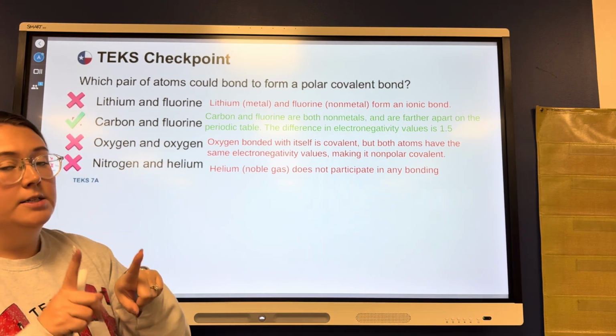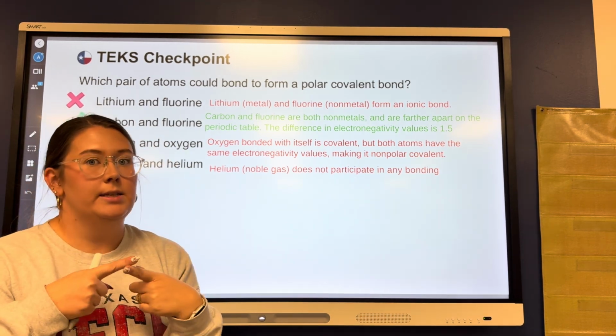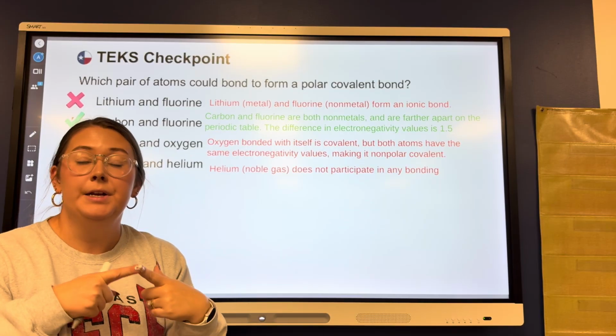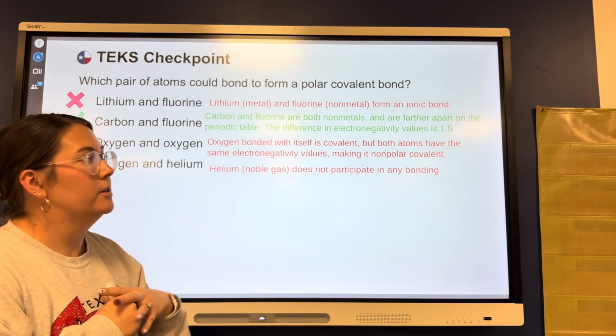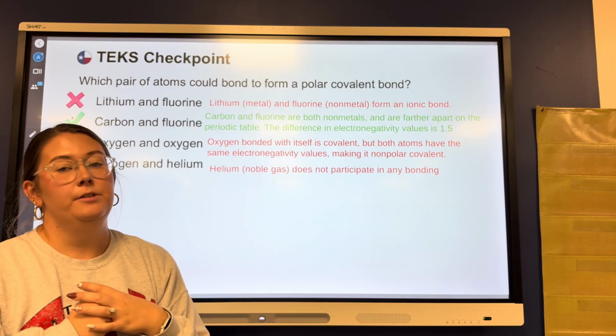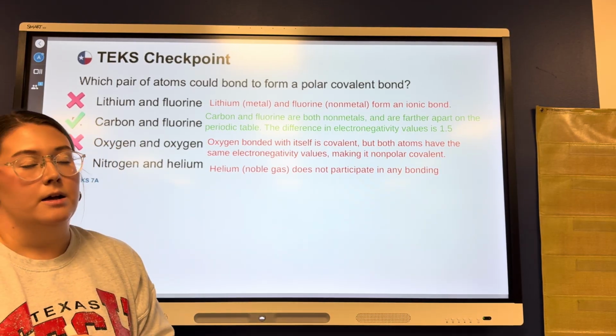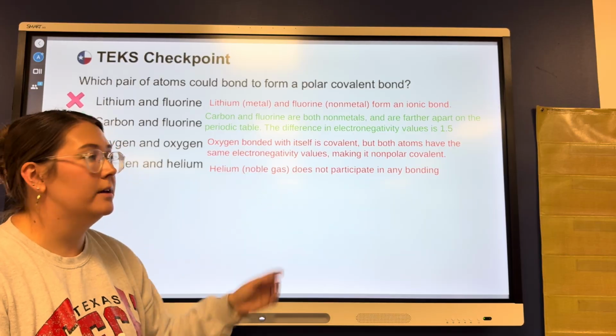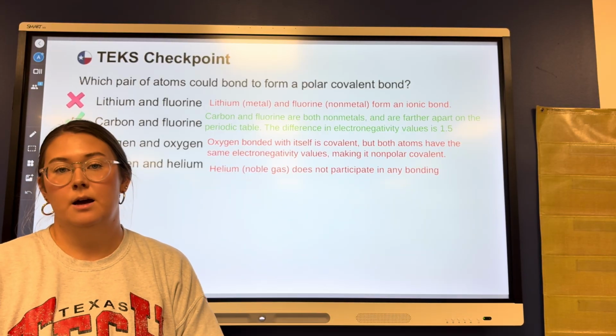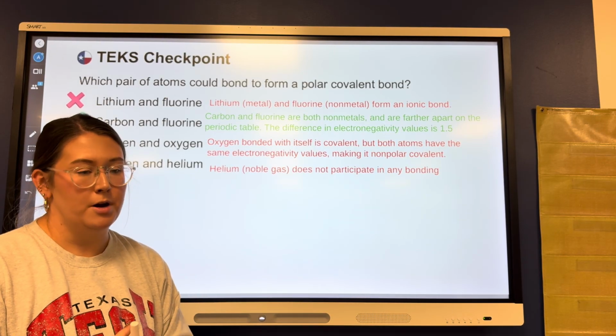The next one, oxygen and oxygen. It's the same element bonded to itself. It is covalent, but there is no difference in the electronegativity values, so it would be nonpolar covalent. And then lastly, you had nitrogen and helium. Helium, of course, is a noble gas, and it does not participate in any type of bonding.